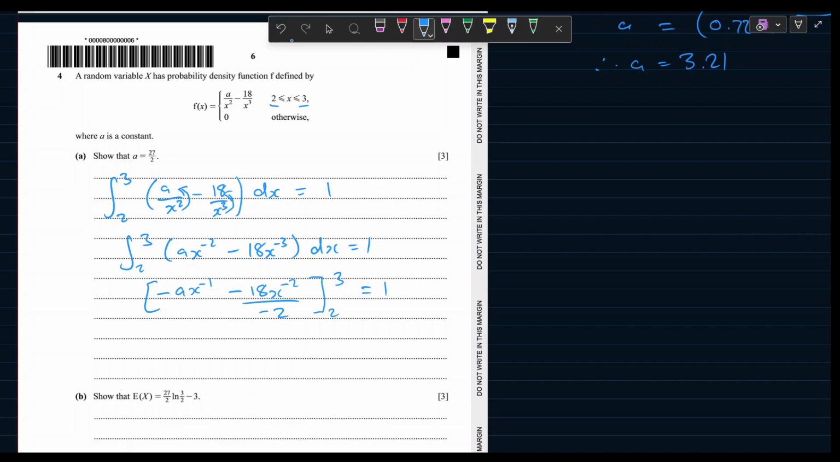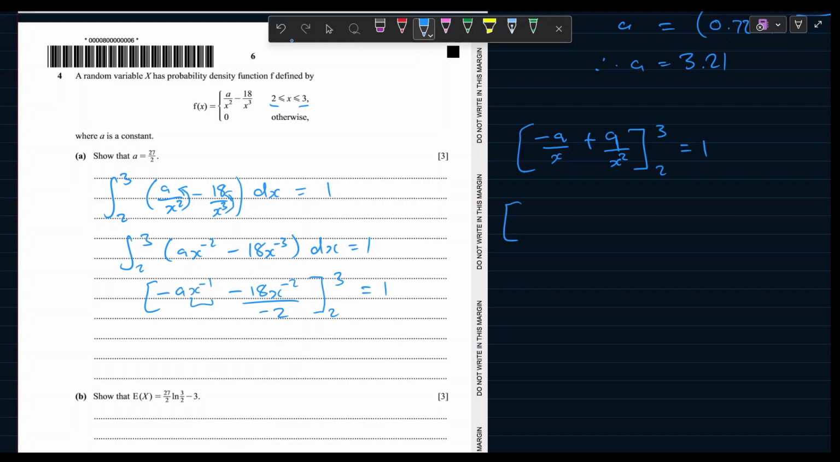So I'm just going to write it on the side. We've got negative a, this x to the negative 1. If we take it back to the denominator, it just becomes an x. And then we've got minus 18 over minus 2, so that's positive 9. And I'm taking the x to the negative 2 back to the denominator, so it's x squared. And this from 2 to 3 is equal to 1. All right, don't confuse this 9 and the a. That's an a. Okay, so now let's substitute in our limits.